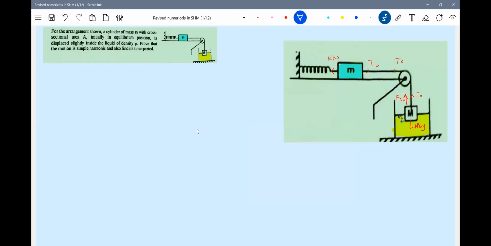some h length is immersed here. Now for equilibrium, k x naught minus T naught equal to 0. Then FB naught plus T naught minus mg equal to 0. What is FB naught? It is equal to density of liquid, rho L, A g into h.